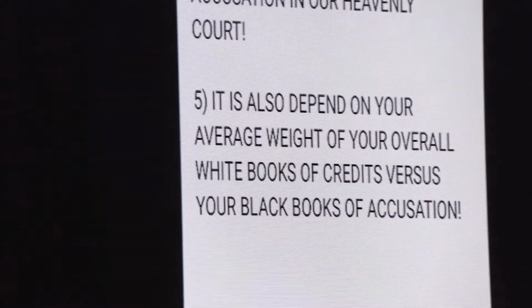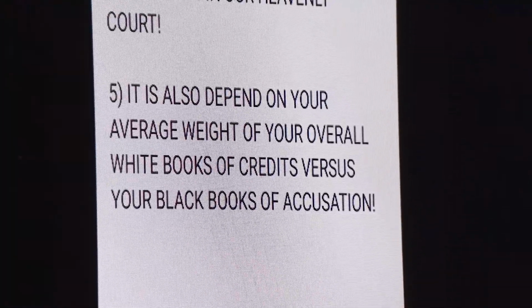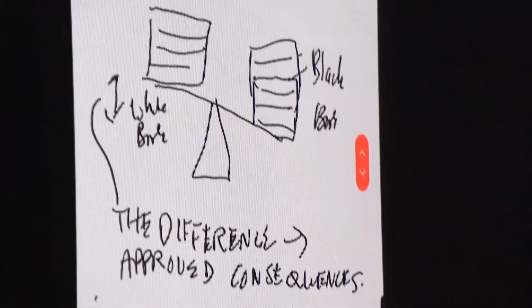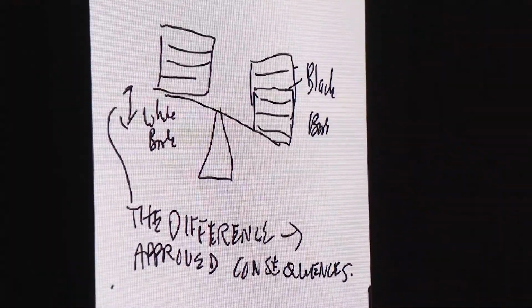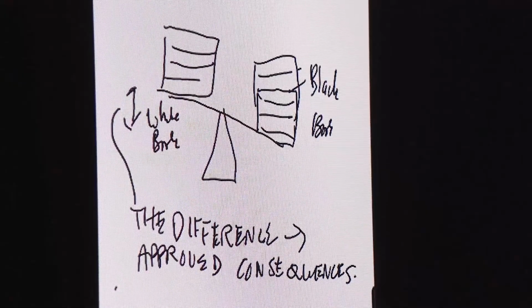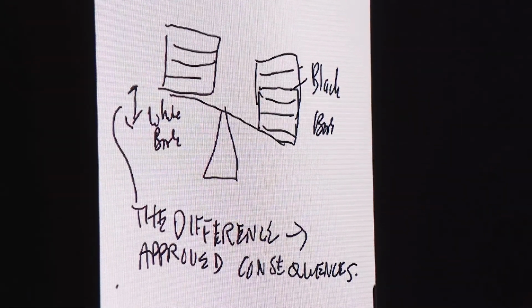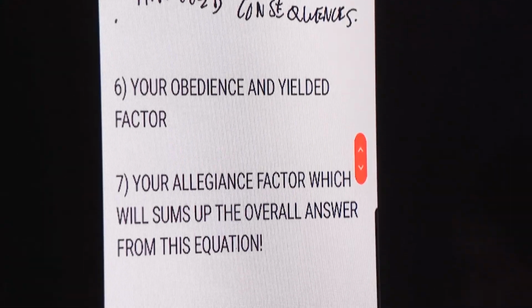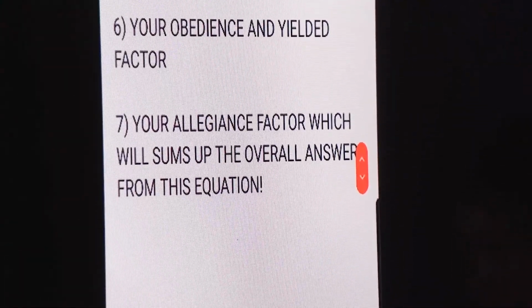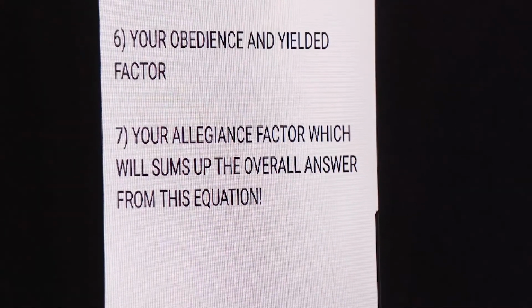Because when you're so sure, it's called presumption. You do not know there are so many factors, which is called the X factor, the Shekinah factor. It all depends on the overall rate of your white books of credit versus your black books of accusation, which will lead to the proper consequences. Your obedience, your yielded factors, your allegiance factors, which you sum up overall. So actually, it's subjective.